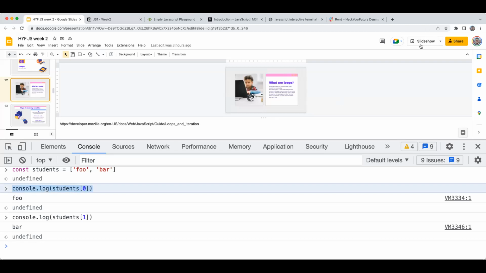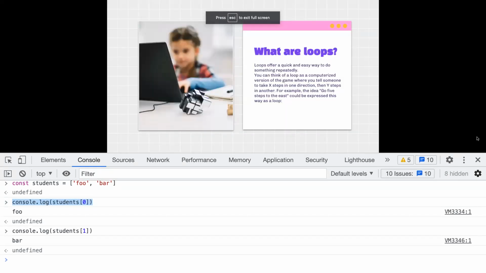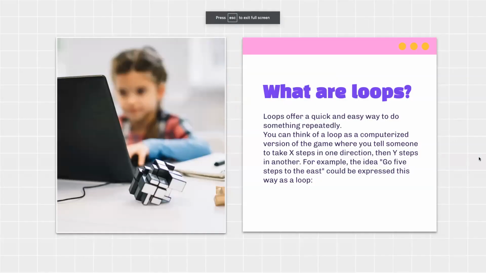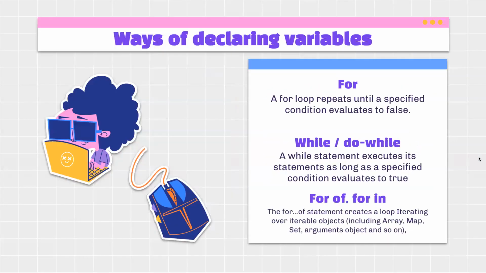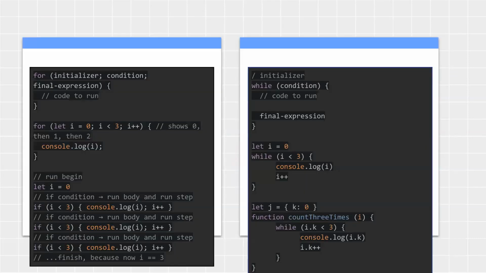So then I can use something called for to print that. There are three ways to do it: for repeats until a specific condition is evaluated, while, that also does something, and for of and for in. I'd actually prefer not to go into this explanation, and instead show you examples where you can learn about it. So if we start with for, we have the initializer, the initial value, the condition, and the final expression.